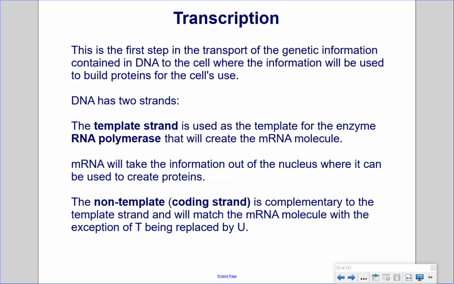Transcription is the first step in the transport of the genetic information contained in DNA to the cell where the information will be used to build proteins for the cell's use. DNA has 2 strands. The template strand is used as the template for the enzyme RNA polymerase that will create the mRNA molecule. mRNA will take the information out of the nucleus where it can be used to create proteins. The non-template, or coding strand, is complementary to the template strand and will match the mRNA molecule with the exception of T being replaced by U.